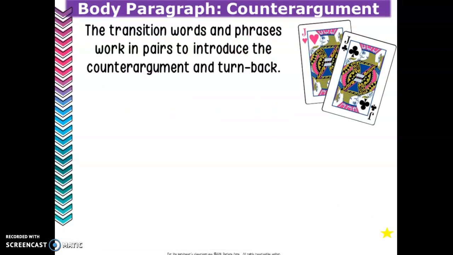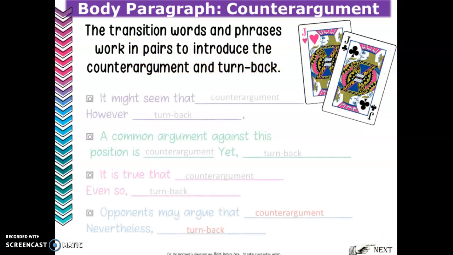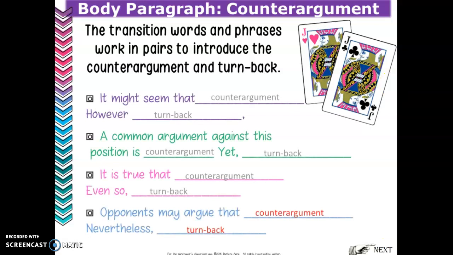So in this paragraph for the counter-argument, you want to make sure that you use transition words and phrases that work in pairs to introduce the counter-argument and turn back. So there are words that go together. Here's some examples of those words that go together. It might seem that, that's your counter-argument phrase. However, that's a turn back word. So these two go together. You would want to use these in your paragraph together.